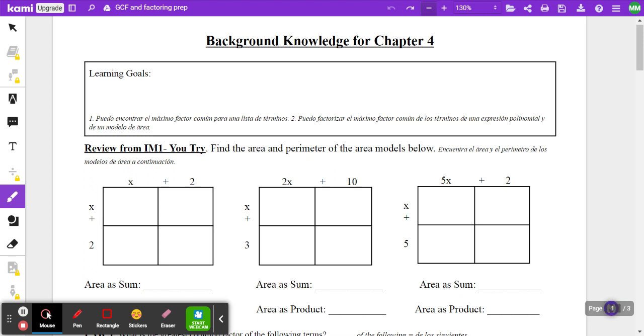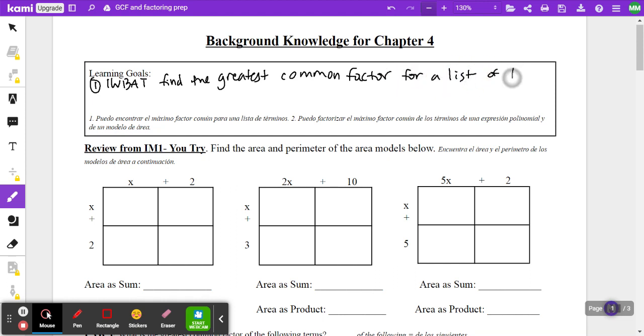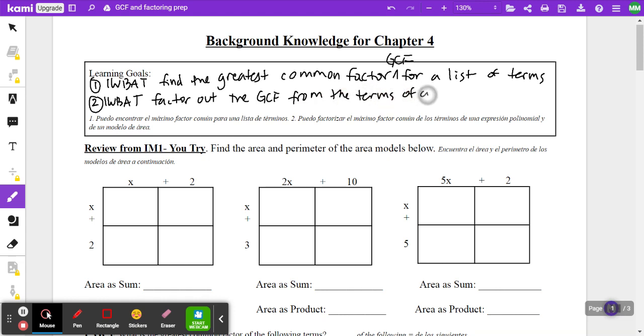We have two learning goals. The first one: I will be able to find the greatest common factor for a list of terms. And two, I will be able to factor out the greatest common factor, this is often called GCF, from the terms of a polynomial expression and from an area model.